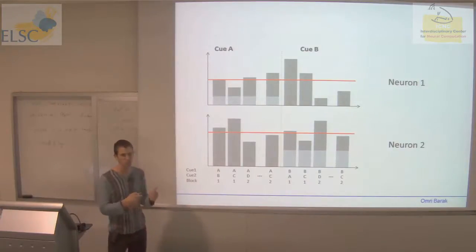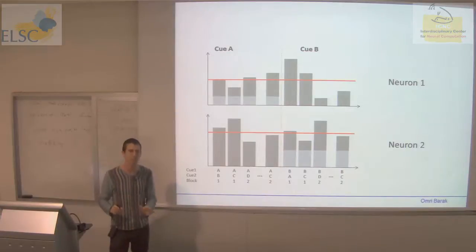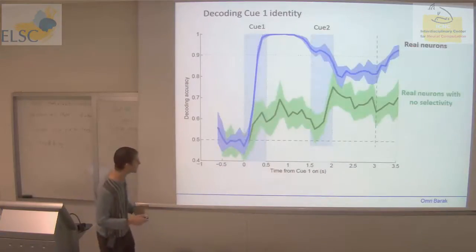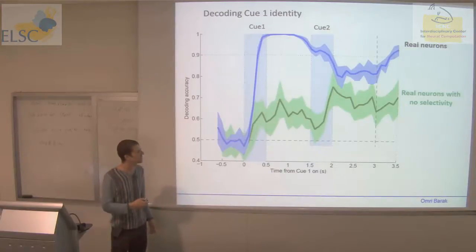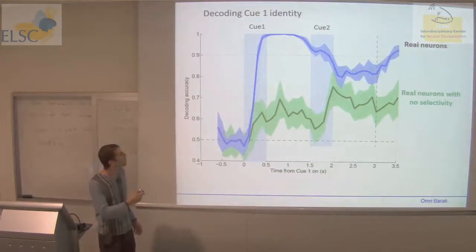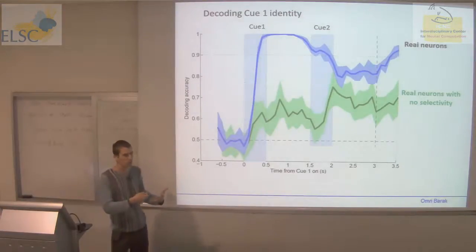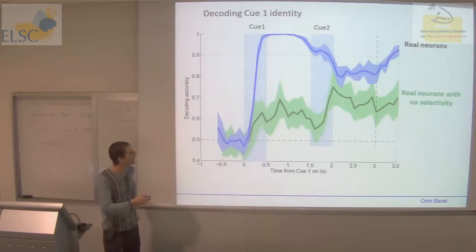So I now have a population of neurons that each one by itself is not selective to the identity of the first cue. And I'm going to read out from this population of non-selective neurons on a single trial basis, and I can still decode significantly above chance the identity of the first cue. Note, however, that most of the signal does seem to come from these selective neurons, but when the second cue appears, and now the network has to encode more information, the fraction that comes from the mixed component is higher.